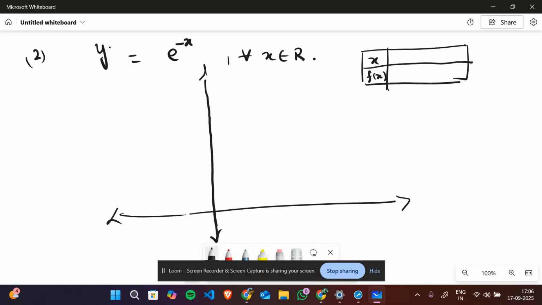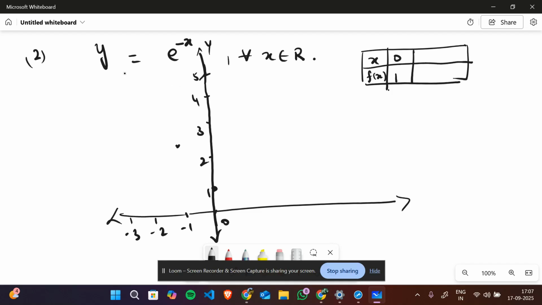When x is 0, e to the power 0 will be 1. Whereas when x is minus 1, it will be e to the power 1, that is e. So the value of y lies between 2 and 3, that is 2.71, when x is minus 1. So here it is (0, 1). Similarly, when x is minus 2, e to the power minus of minus 2 will be 2.71 the whole square. So it will lie somewhere here, greater than 4.